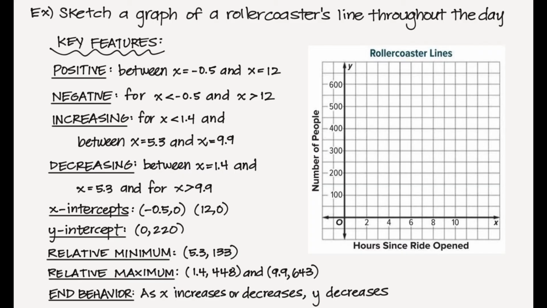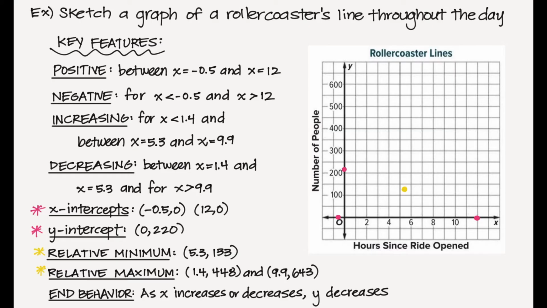So where I would start is with any points that we are given. So let's plot our x-intercepts at (-0.5, 0) and also at (12, 0). And then the y-intercept is up at 220, it looks like. Then I can go ahead and plot my relative minimum, which is at 5.3 up to 133.